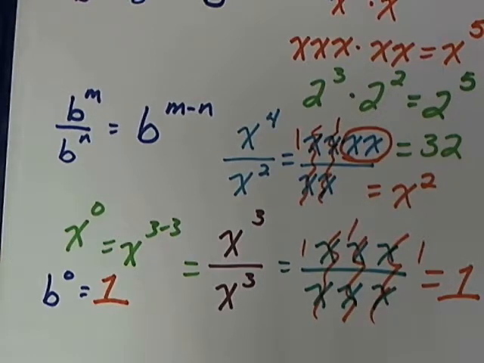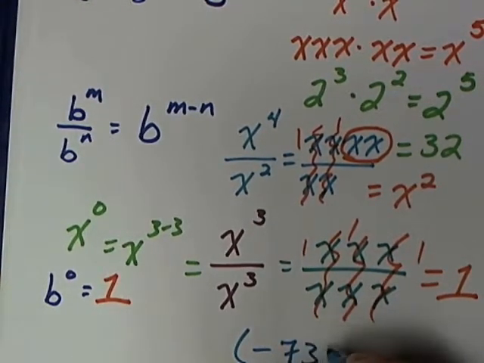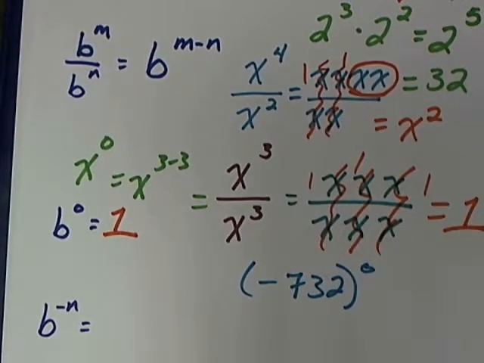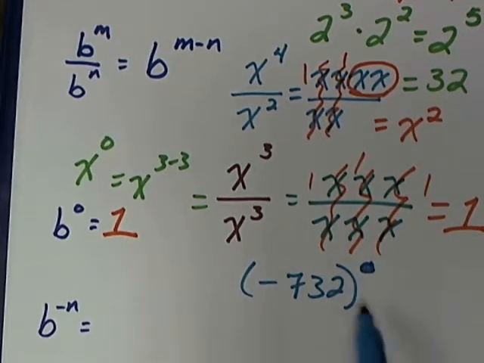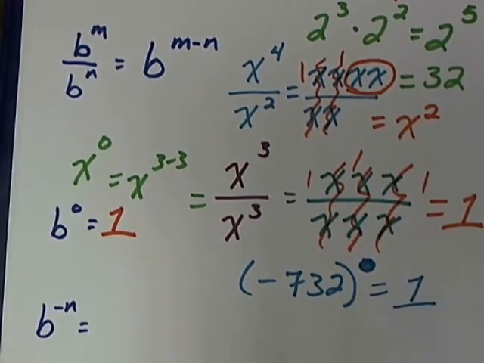So if I had negative 732 raised to the 0 power, because the 0 power is on the outside of my parentheses, everything on the inside is being raised to this 0 power. That means that this whole thing becomes 1.